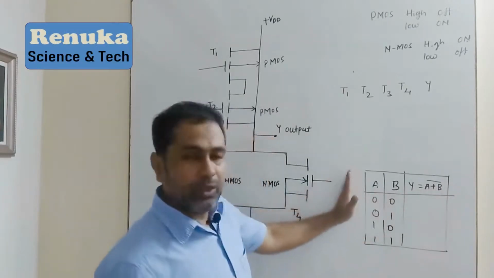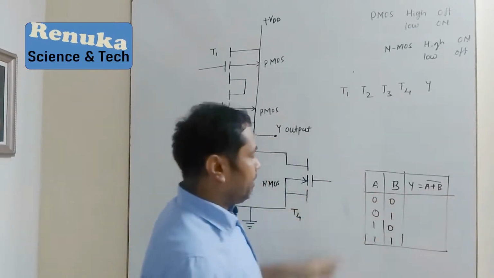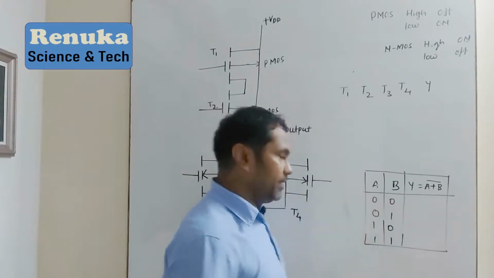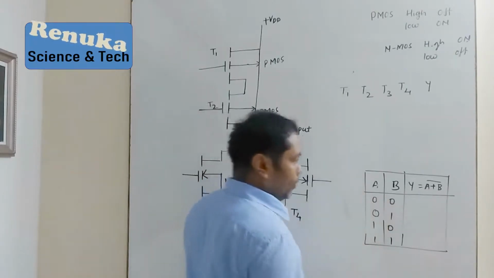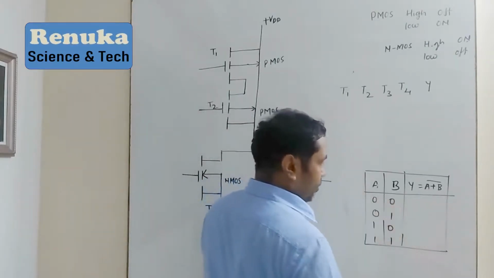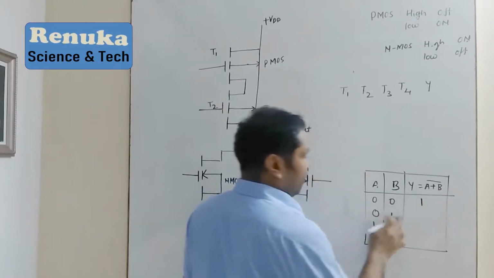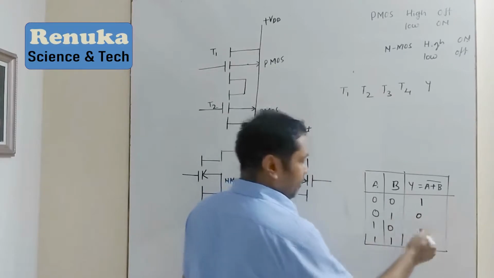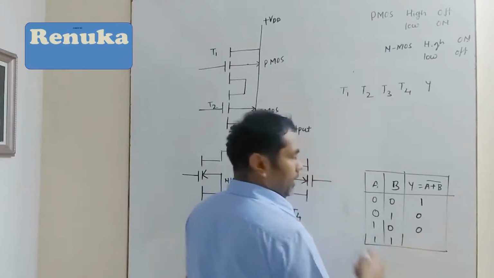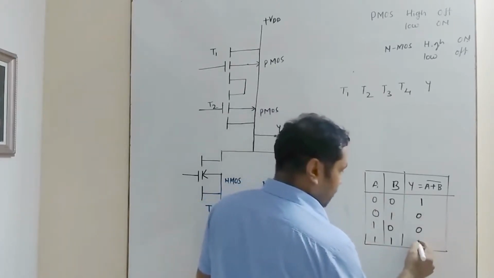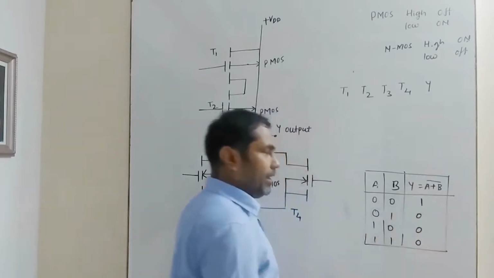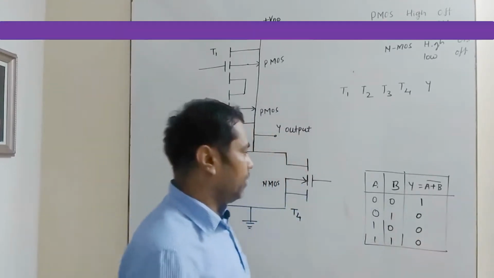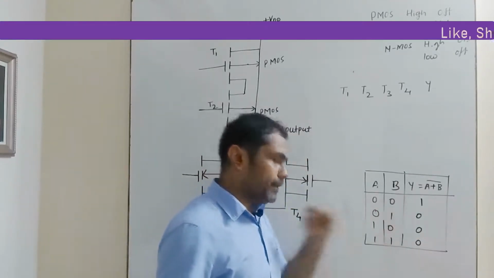Suppose we have a two input NOR gate, and suppose the inputs are connected like this. 0 plus 0 is 0, 0's complement will be 1. 0 plus 1 is 1, 1's complement will be 0. 1 plus 0 is 1, 1's complement will be 0. 1 plus 1 is 1 and 1's complement will be 0. So in this way we will get the truth table of a NOR gate like this.